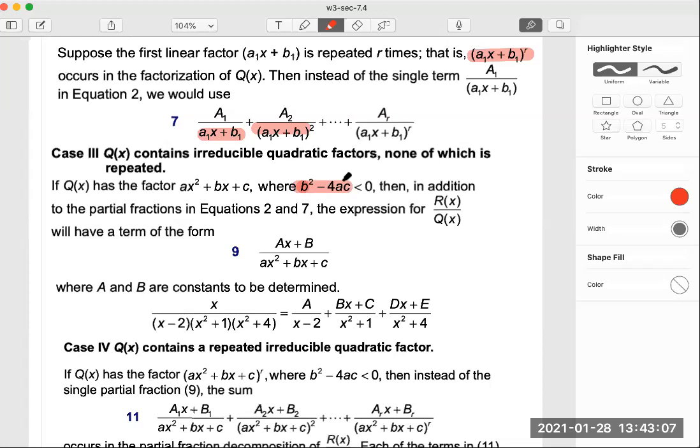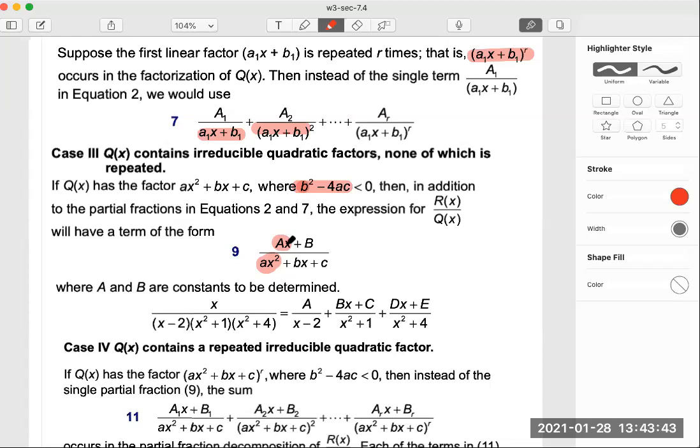In other words, we cannot write it as a product of two linear functions. In that case, we can write the rational function with this term added, in equation 9. Look at this. The denominator is the quadratic function, and the numerator is 1 degree lower, which is linear. The highest degree here is x squared, the highest degree here is x. In this situation, we need to determine two variables, A and B.